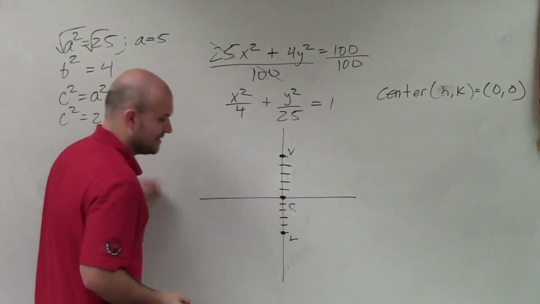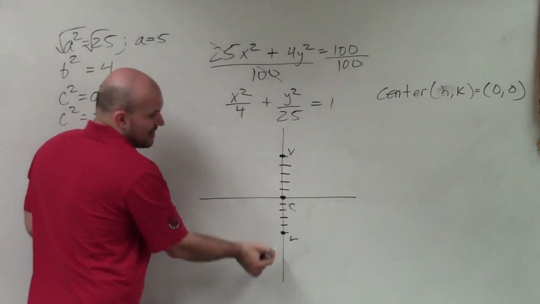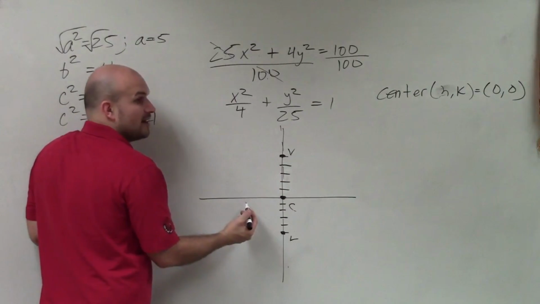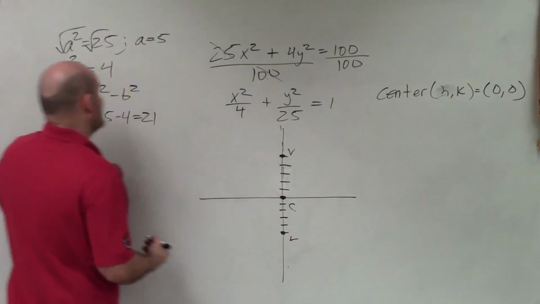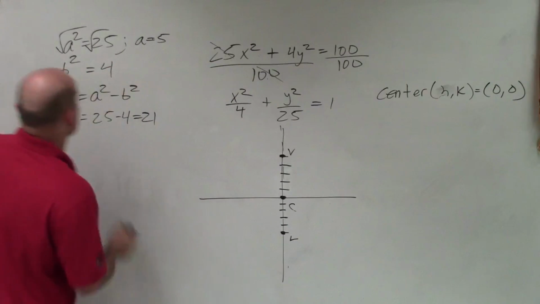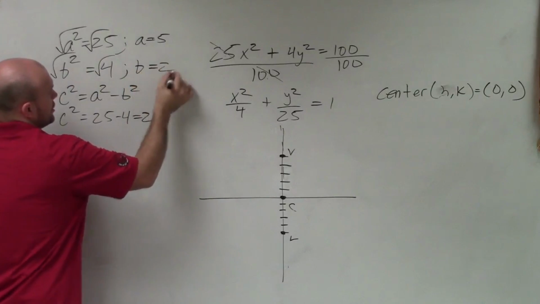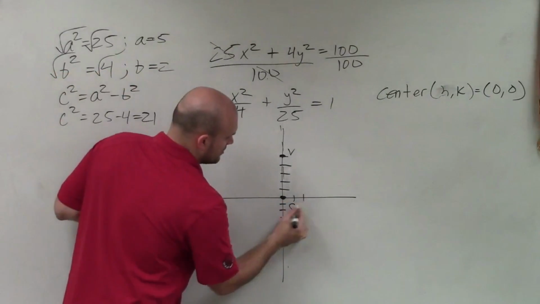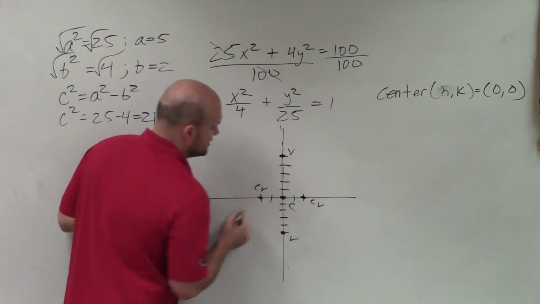That's my second vertex. To find my covertices, you can see my major axis right here. It's kind of like a little dotted line. My major axis is vertical. That means my minor axis is going to be perpendicular to that, which will be horizontal. And the distance from the center to the covertices is b. So to figure that out, I take the square root of both sides, and you can see b equals 2. So therefore, I'm going to go over 2. That's going to be covertex 1. That's going to be covertex 2.